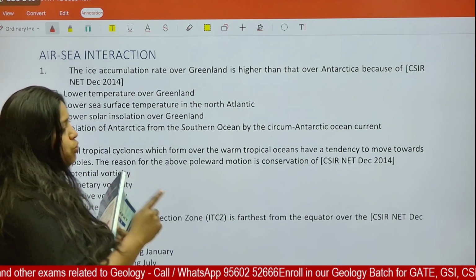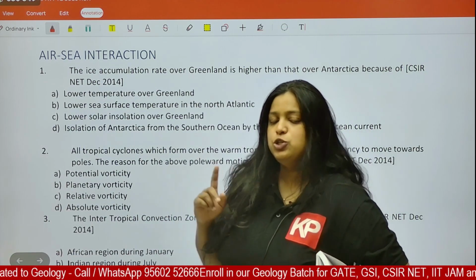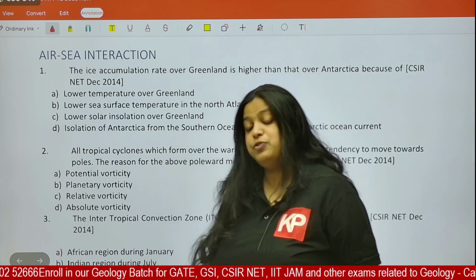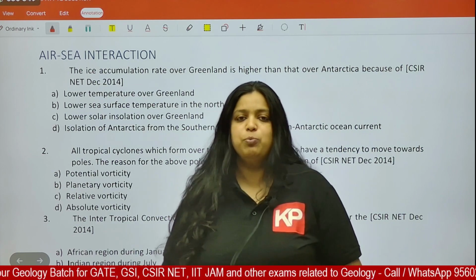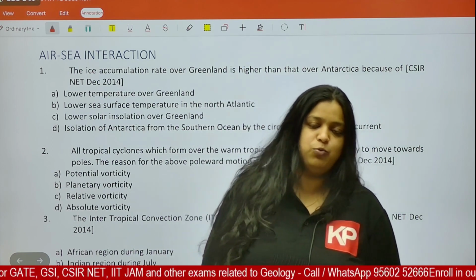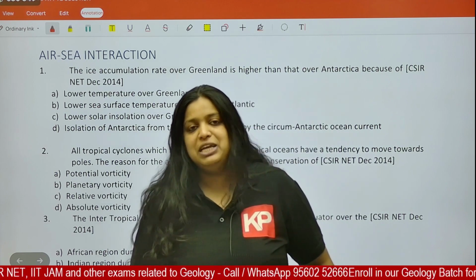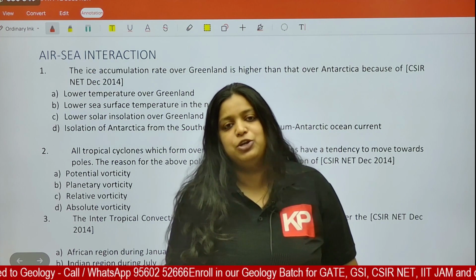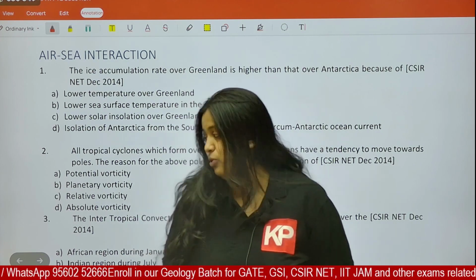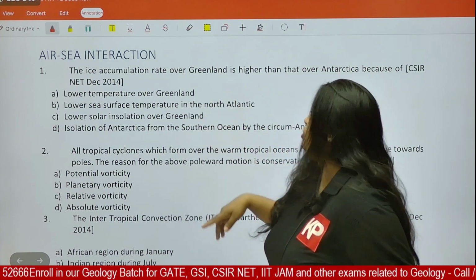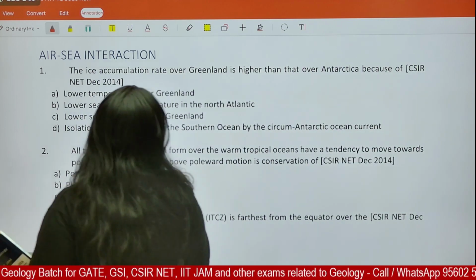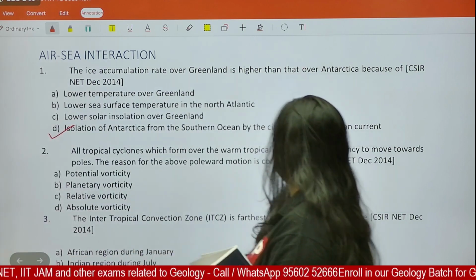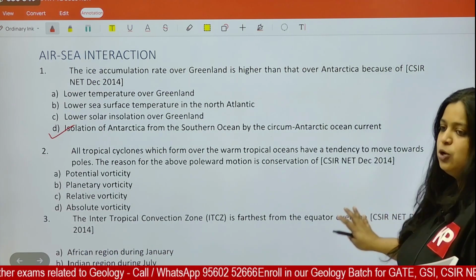Before going into this chapter, you should be very thorough with the global atmospheric circulation plus the global oceanic circulation, the different warm currents and cold currents, the major currents, and geographically where they exist. All these terms are very important. So the ice accumulation over Greenland is higher than that of Antarctica because of the isolation of Antarctica from the Southern Ocean by the circumantarctic ocean current.